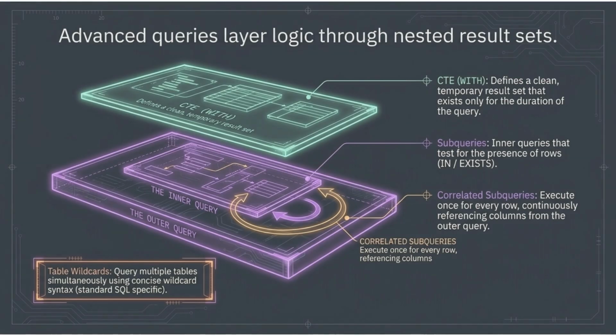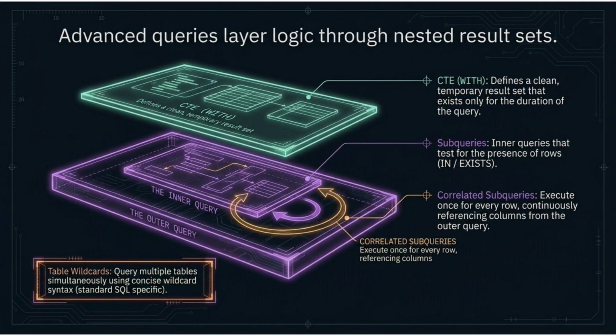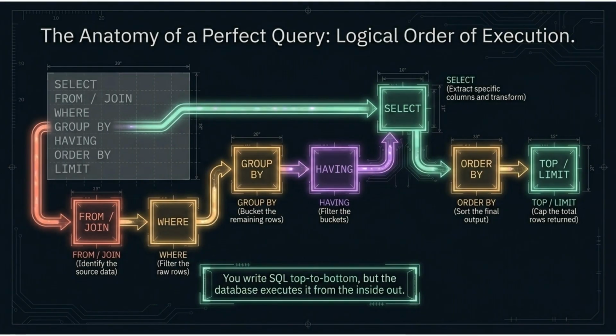Advanced queries layer logic through nested result sets. CTE, or with, defines a temporary result set. Subqueries test for row presence, and correlated subqueries execute once per outer row, referencing columns. This video has provided a comprehensive overview of the SQL neural blueprint, covering everything from core anatomy to advanced querying techniques.